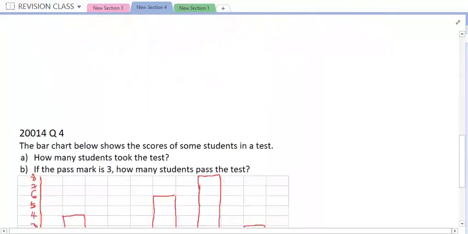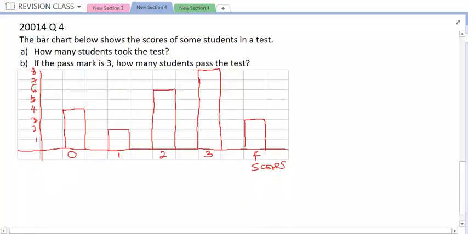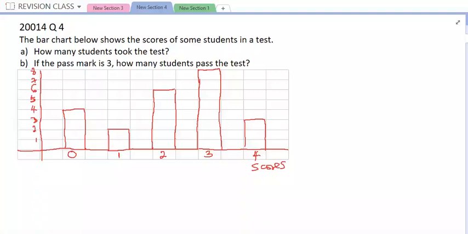Let us take another example. This is from WAEC 2014, that's a typo error. 2004 question 4. The question reads, the bar chart below shows the scores of some students in a test. Question A, how many students took the test? Question B, if the pass mark is 3, how many students passed the test?